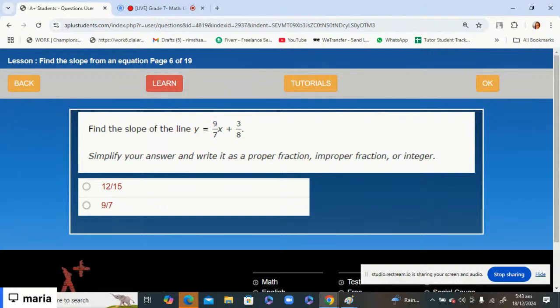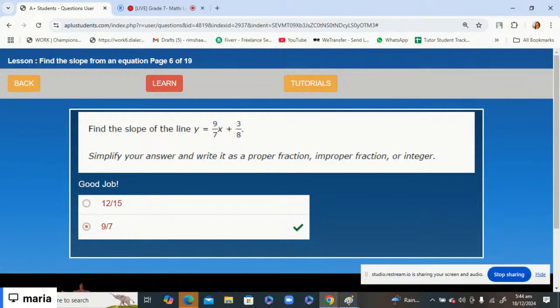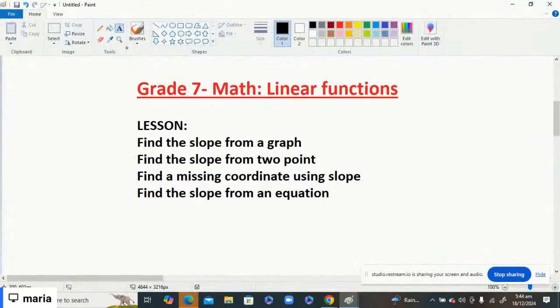So from this question, what is the slope? y is equals to 9 by 7x plus 3 by 8. It's 9 by 7. Okay. Hope you guys understand this lesson. So today we covered the grade 7 maths. The chapter name is linear function, and here are the lessons: find the slope from the graph, find the slope from 2 points, find a missing coordinate using the slope, find the slope from an equation.